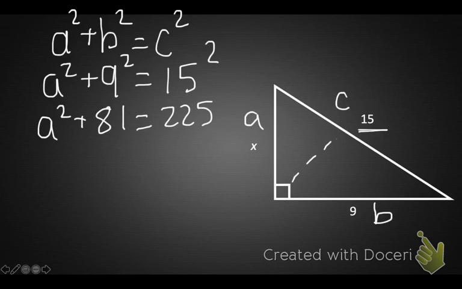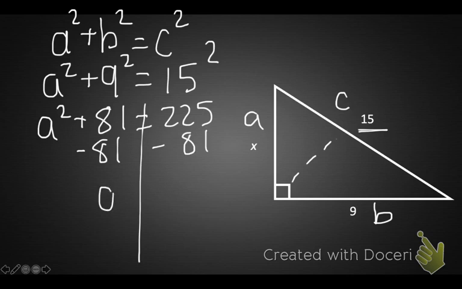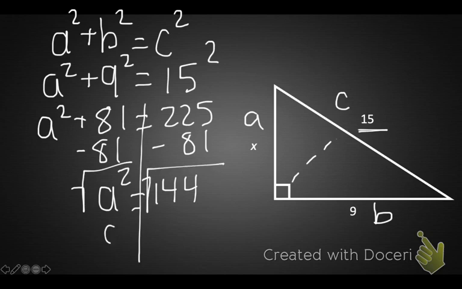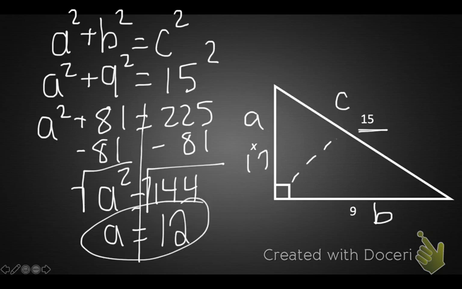Okay, this is the only step that is different from what we learned yesterday, and it is very much like how we solve an equation, and we've done these before. So I need to get the A by itself, so I'm going to subtract 81 from both sides. That's going to help me get the A by itself. So A squared equals 225 minus 81, which is 144. And then just like yesterday, we take the square root of both sides, and A equals 12. So my missing side length is 12.